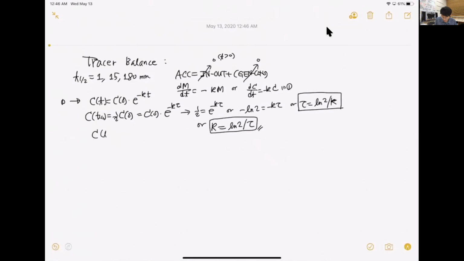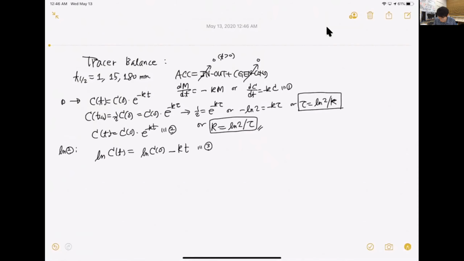Okay, and then we have C(t) equals C0 times e to the minus Kt. Let's take a log of this. Then what will happen? ln of C(t) becomes ln of C0, which is a constant, minus Kt, since the log of an exponential is the exponent itself.